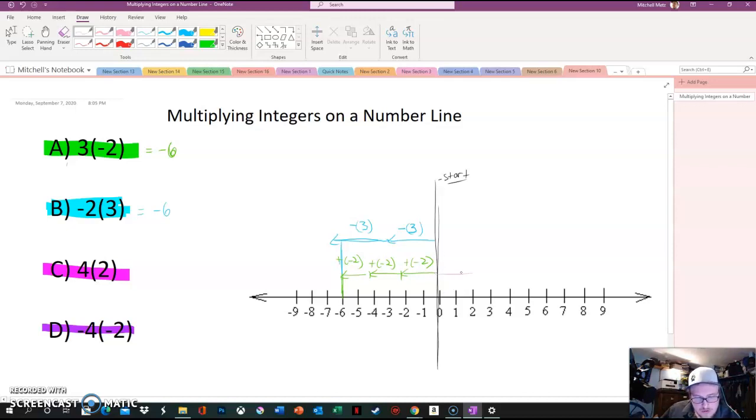I'm going to go my first 2. So I'm going to add my first 2. I'm going to add my next 2. I'm going to add my third 2. And you want to count while you do this. And then I'm going to add my fourth 2. Now I have 4 2's, and that makes me land at 8. So 4 times 2 should be 8.